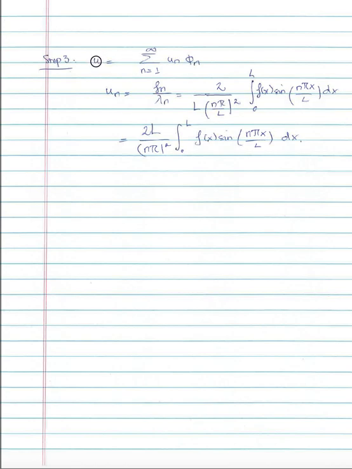Now, the final step, you write u as un times phi n, and this un can be computed by dividing fn by lambda n. Fn is 2 over L, the integral from 0 to L of f sine of n pi x over L. And lambda n is n pi over L squared.